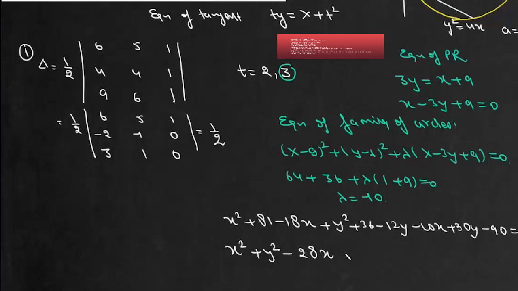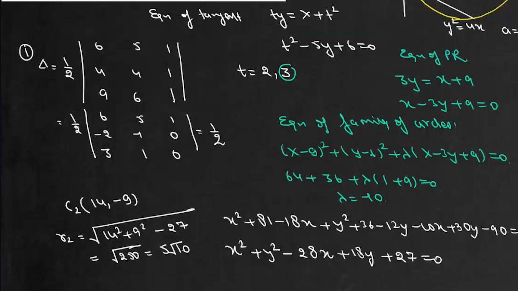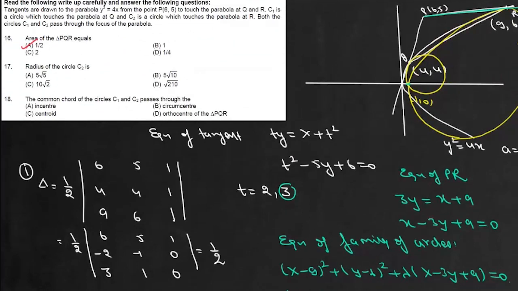So this equation will be x square plus y square minus 28x plus 18y plus 27 equals 0. Now the center of the circle is at (14, minus 9) and its radius will be the square root of 14 square plus 9 square minus 27, which is the square root of 250, which is 5 root 10. So the radius of this second circle is 5 root 10, and that's your option B.